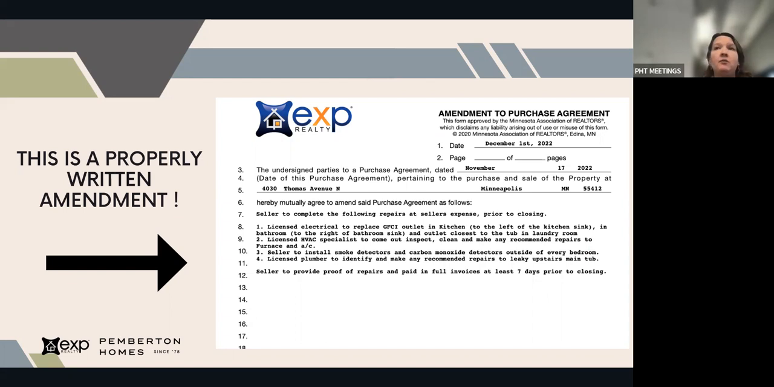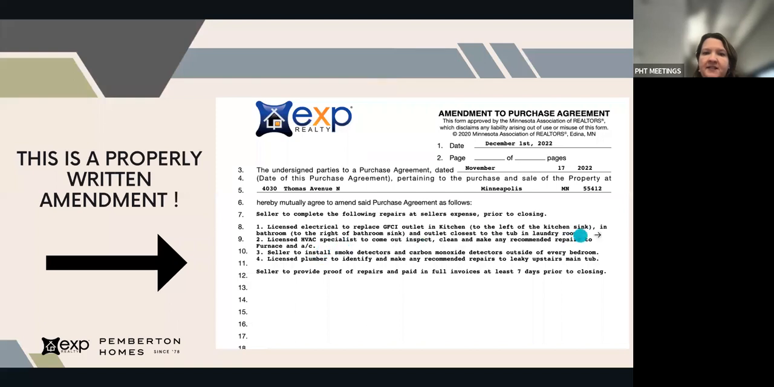So I identified having the HVAC person out, not only for them to clean and inspect, but also make any repairs, right? Because if you don't include that in there, they could have an HVAC person out to clean and inspect it. The HVAC individual could just say, oh, well, it needs a new whatever, and it could be a $50 part, and the seller doesn't fix it because you didn't ask for it. You just said for them to have it cleaned and inspected.